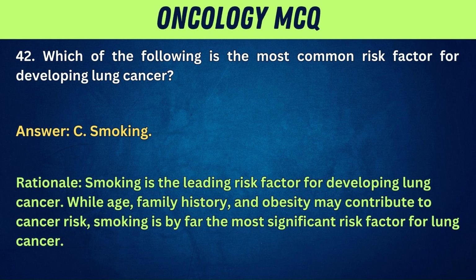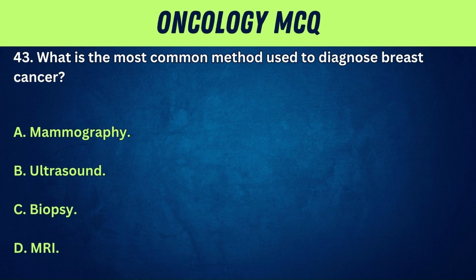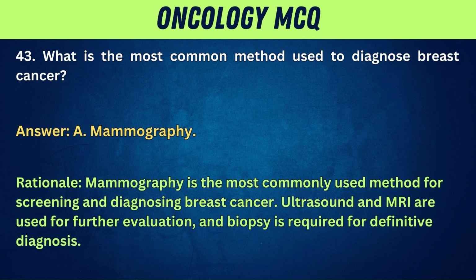43. What is the most common method used to diagnose breast cancer? A. Mammography. B. Ultrasound. C. Biopsy. D. MRI. Answer: A. Mammography. Rationale: mammography is the most commonly used method for screening and diagnosing breast cancer. Ultrasound and MRI are used for further evaluation, and biopsy is required for definitive diagnosis.